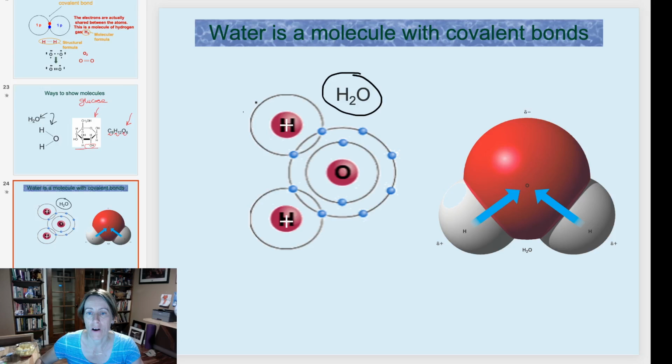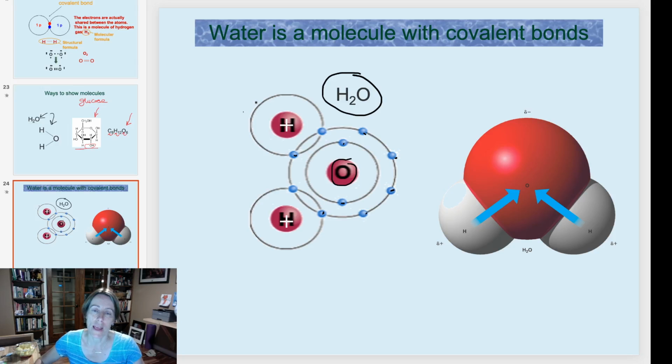We have our oxygen atom right here, and oxygen has a total of 8 of its own electrons. It has 2 in the first shell, and then 1, 2, 3, 4, 5, 6 in the next shell. Oxygen on its own does not have a full outer shell. It's got 6 valence electrons. It's looking for 2 more.